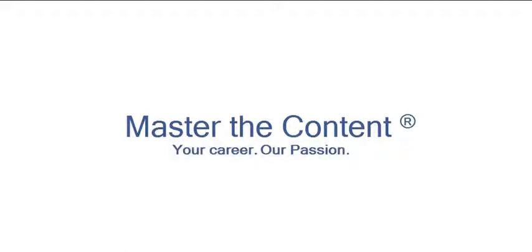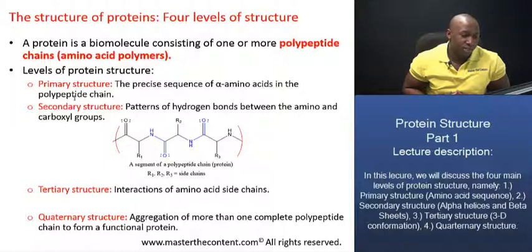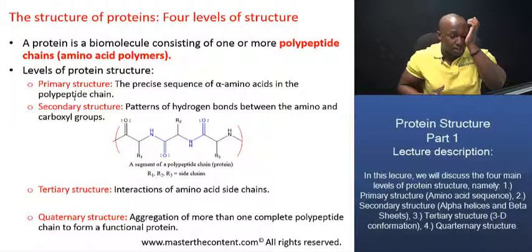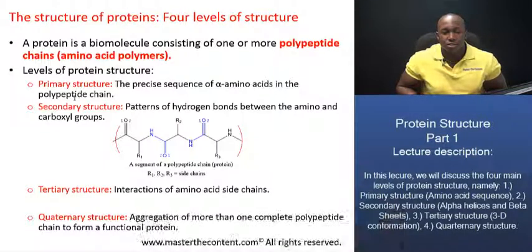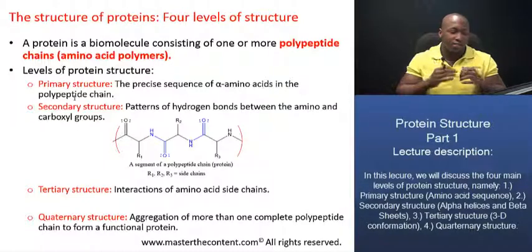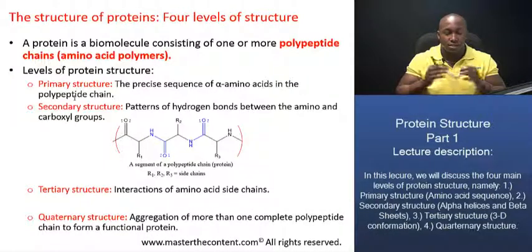Your career, our passion. I'm going to hop into the first slide of our lecture, which basically introduces these four levels of structure. Now, it's important obviously to define what a protein is to begin with. So it's a biomolecule. It consists of one or more polypeptide chains. You can also think of polypeptide chains as polyamide chains. So basically what that refers to is just a long chain or a long string of amino acids that have been bound together. So the monomeric subunits in a polypeptide chain would be amino acids, the individual subunits that comprise the chain.